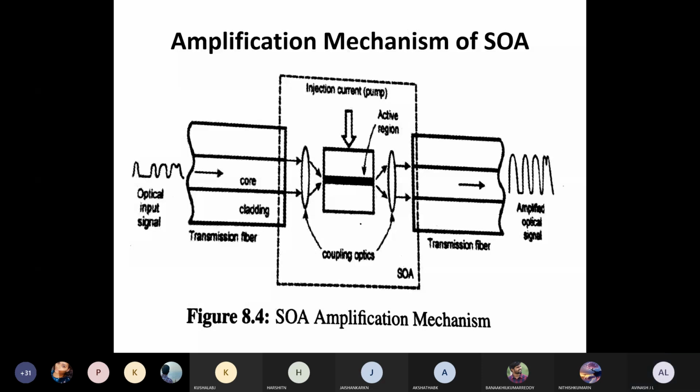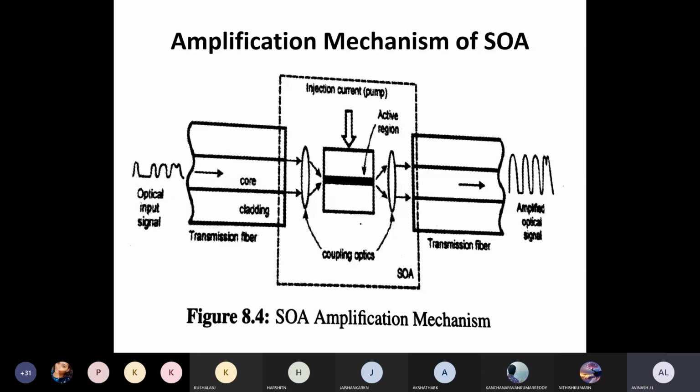Once to and fro reflection takes place, we find that the signal energy is increased, like how it works in the Fabry-Perot. The same thing you can apply here also. Once the energy is getting boosted, we can take the optical signal out.